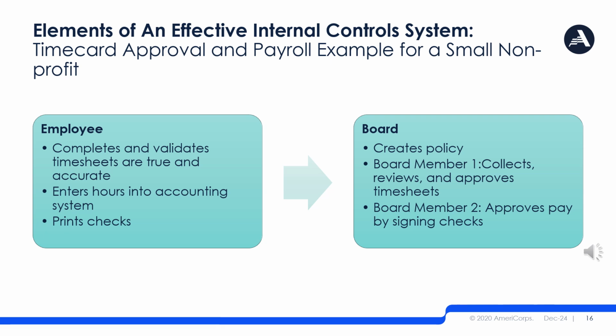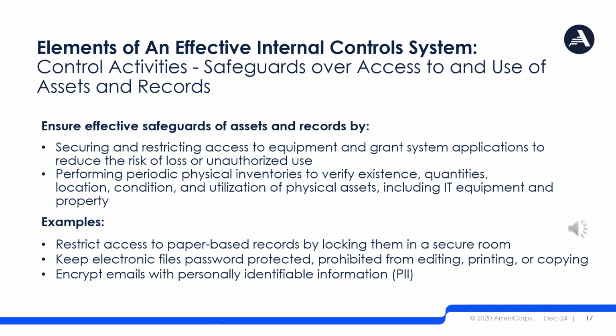sign checks. Another key element in creating an effective internal control system is to ensure safeguards over access to and use of assets and records. In the highly digital world we live in, it is important to not only think of the physical assets, but also all the various records and personal information your organization maintains electronically. You will need to assess whether your organization has the appropriate safeguards in place.